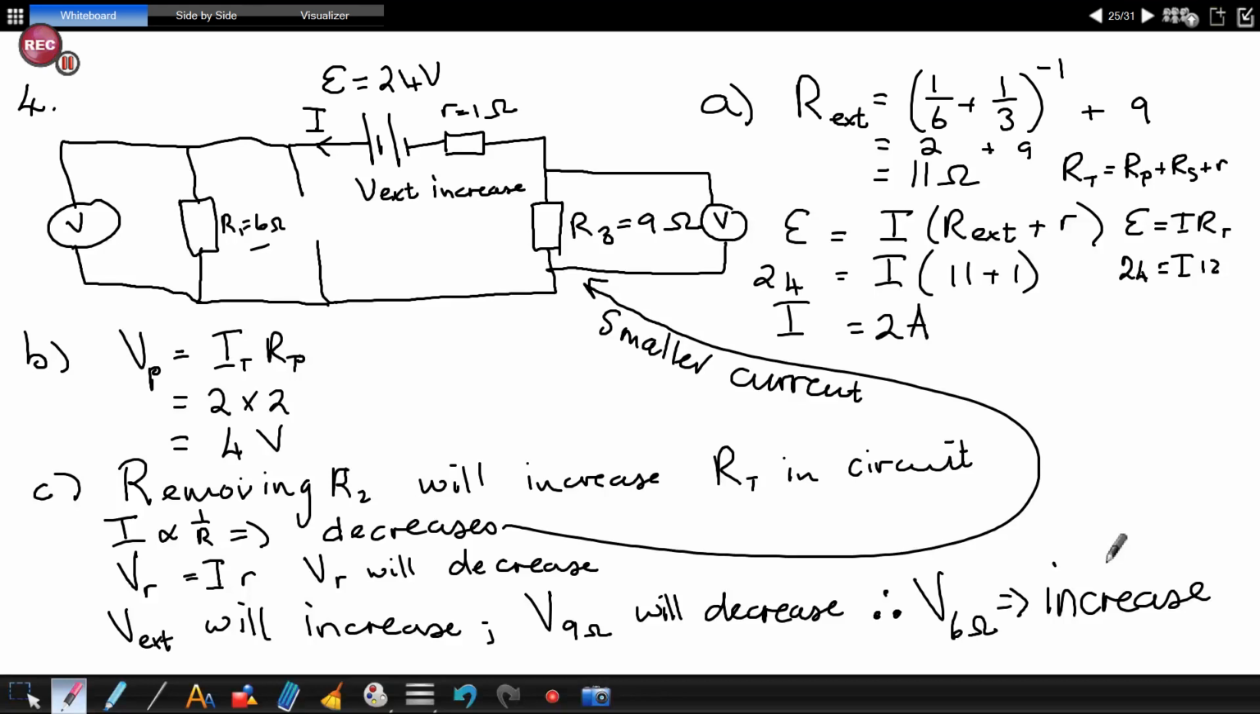So this was actually a difficult one to answer because it had a different angle to it. But still, you start off with what happens to the resistance. If you remove that, what will happen to the total resistance? What will happen to the total current? What will happen to the lost volts? What will happen to the voltage across the 9 ohm? What will happen to the external voltage? What will happen to the 6 ohm resistor's voltage? So it will increase.